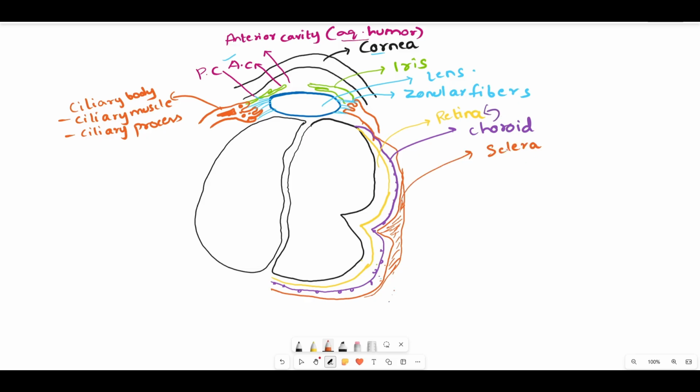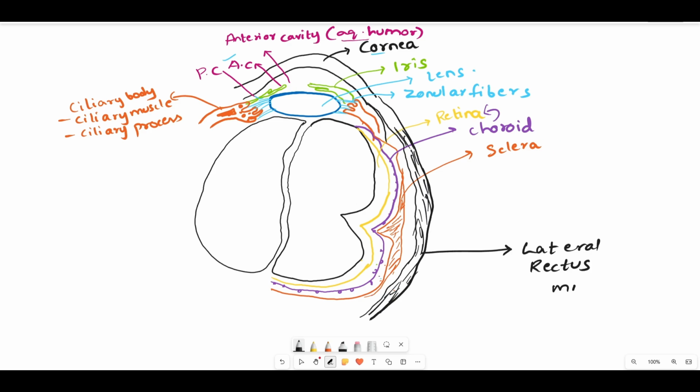Sclera is one of the toughest outer coats that will be protecting and maintaining the eye shape. Along with that, there are a few muscles inside it, which is called the lateral rectus muscle. This lateral rectus muscle helps the eyeball to move laterally. We can also call it abduction. For the process of abduction, this lateral rectus muscle is used.